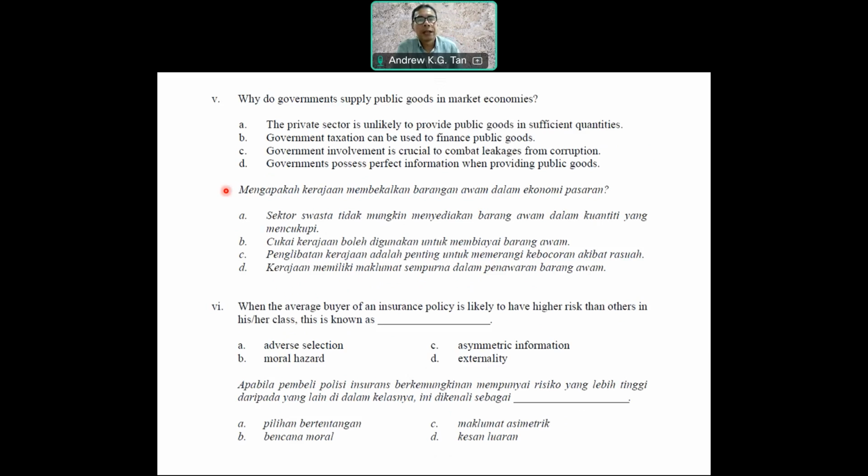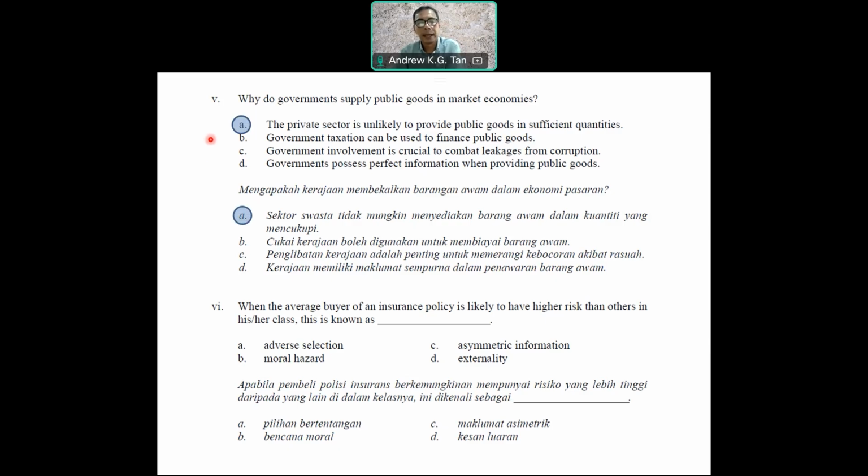Number 5, why do governments supply public goods in market economies? A, the private sector is unlikely to provide public goods in sufficient quantities. B, government taxation can be used to finance public goods. C, government involvement is crucial to combat leakages from corruption. Or D, governments possess perfect information when providing public goods. Kenapa kerajaan membekalkan barangan awam dalam ekonomi pasaran? Here the answer is A.